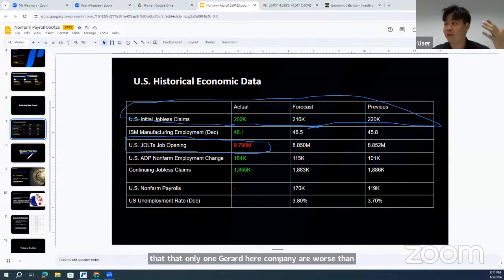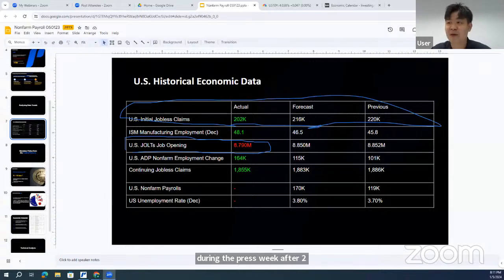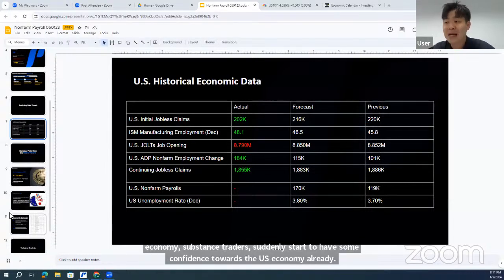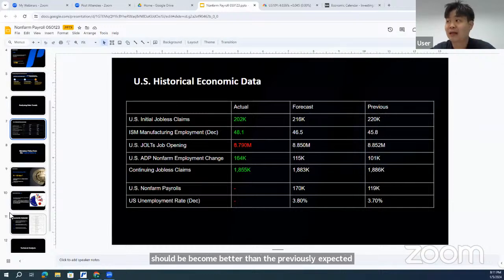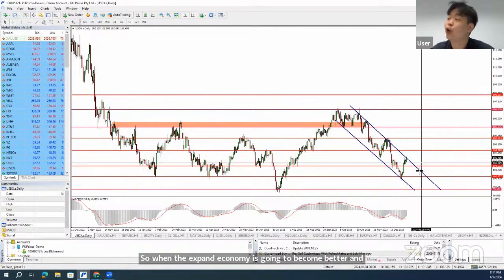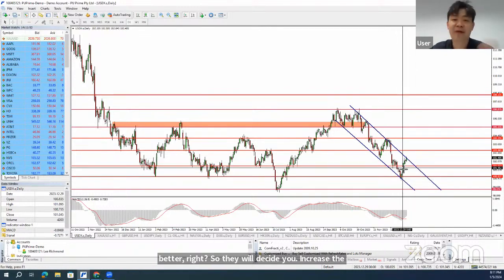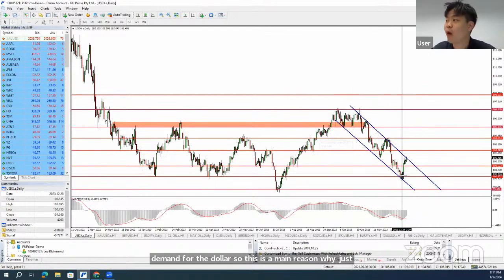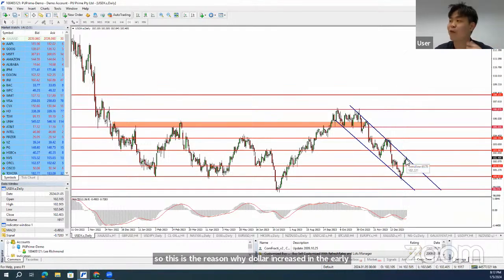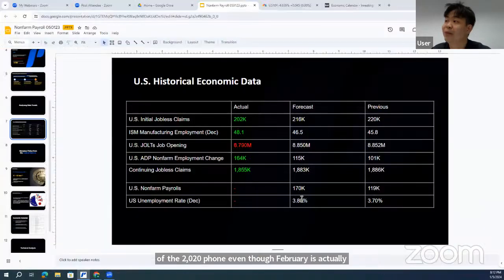So after this kind of economics data was released during the first week of 2024, certain traders suddenly started to have some confidence in the US economy. They suddenly think that US economic growth should become better than previously expected because of this economics data. So when they expect the economy to become better and better, they will decide to increase their demand for the dollar. This is the main reason, just a brief explanation of what happened to the dollar. This is why the dollar increased in early 2024, even though the Federal Reserve keeps saying they want to cut their interest rates, because the recent economics data are better.